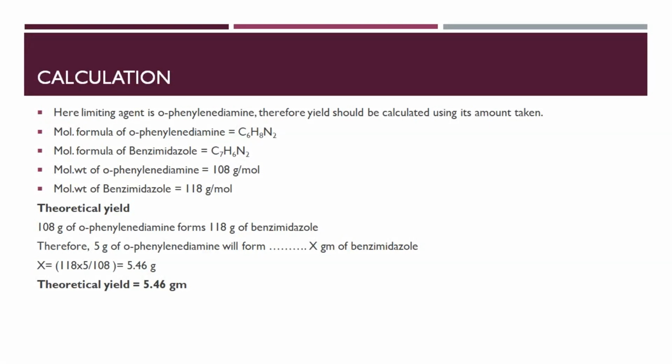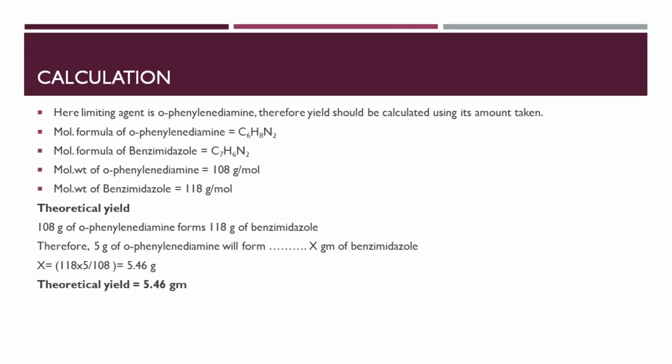So molecular formula of orthophenylene diamine is C6H8N2. That of benzimidazole is C7H6N2. So from this molecular formula, we can calculate molecular weight of orthophenylene diamine as well as benzimidazole. So molecular weight of orthophenylene diamine comes out to be 108 grams per mole, while molecular weight of benzimidazole is 118 grams per mole. Now using these molecular weights, we can calculate the theoretical yield.